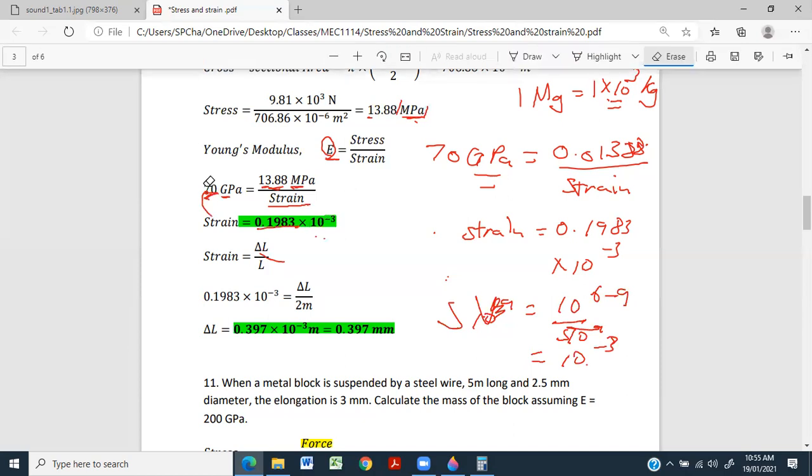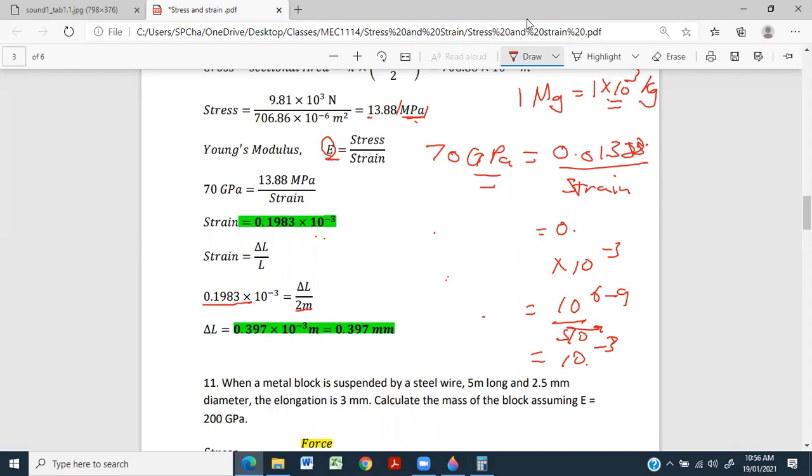Now, having found strain, putting that into our formula for strain, which is extension or elongation or change in length over length, we get 0.1983 times 10 to the power of minus 3 is equal to that change in length divided by 2 meters. And 2 meters was given to us as the length of the rod. So solving that for change in length, we get change in length is equal to 0.397 times 10 to the power of minus 3 meters.